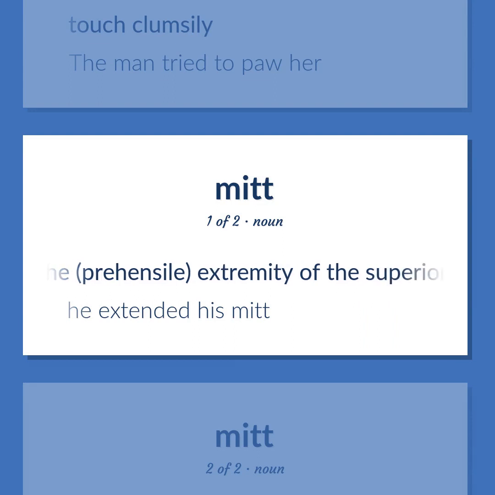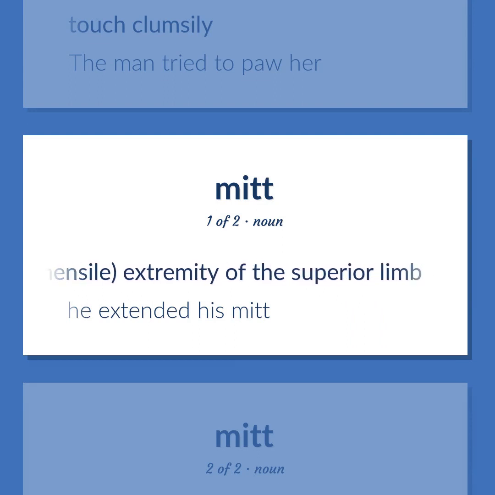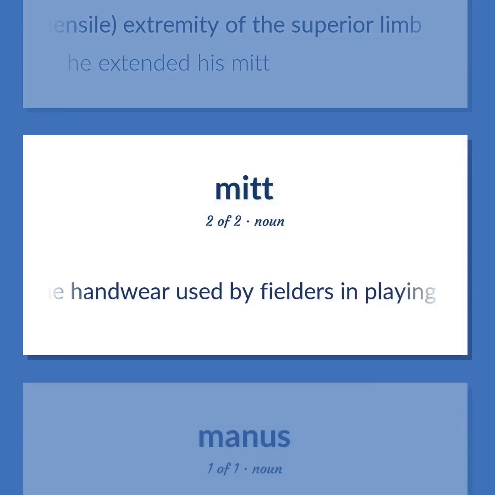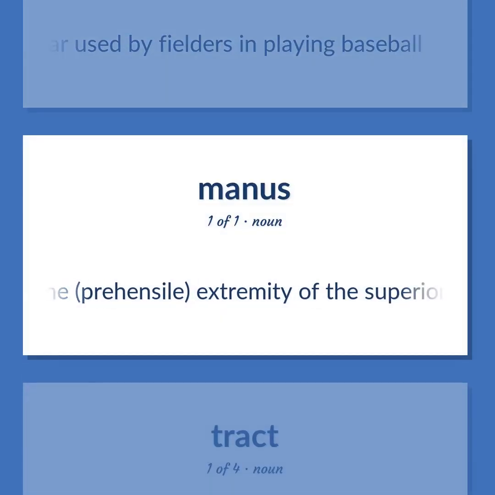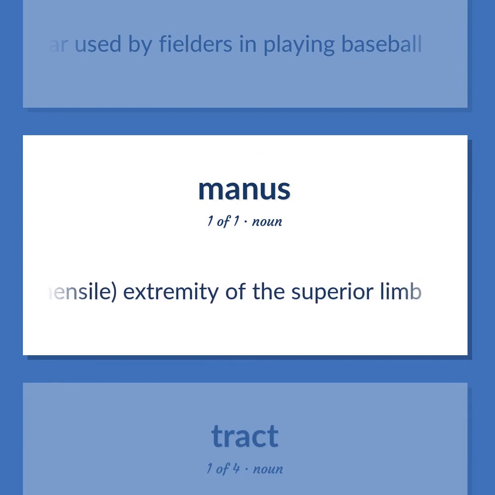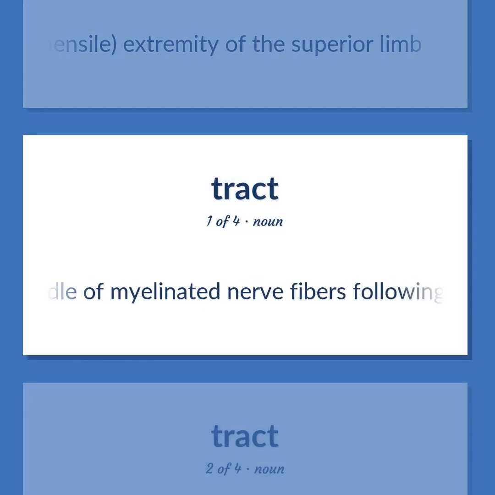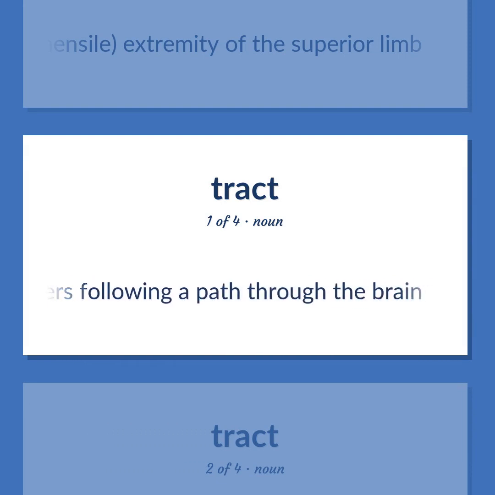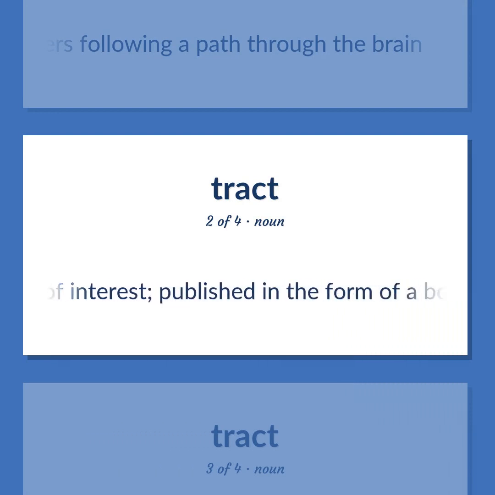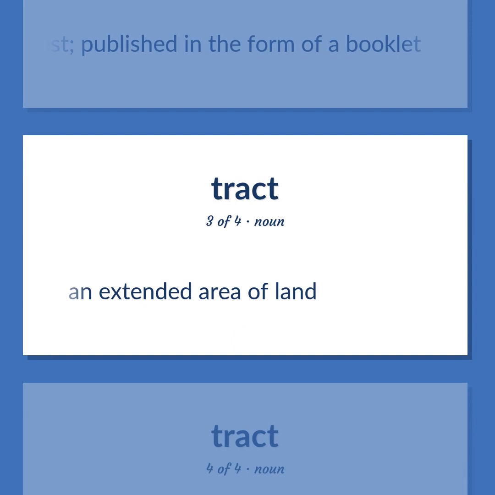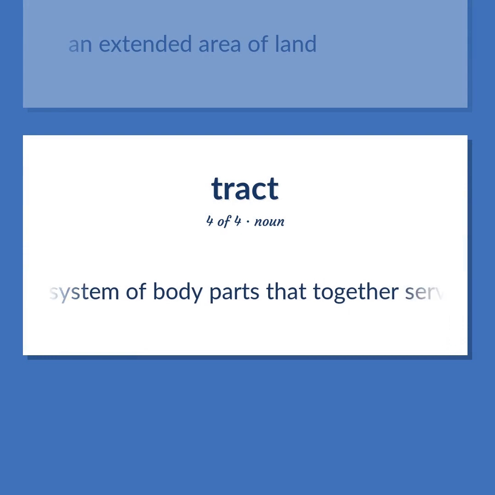The prehensile extremity of the superior limb. He extended his mitt. The handwear used by fielders in playing baseball. The prehensile extremity of the superior limb. A bundle of myelinated nerve fibers following a path through the brain. A brief treatise on a subject of interest, published in the form of a booklet. An extended area of land. A system of body parts that together serve some particular purpose.